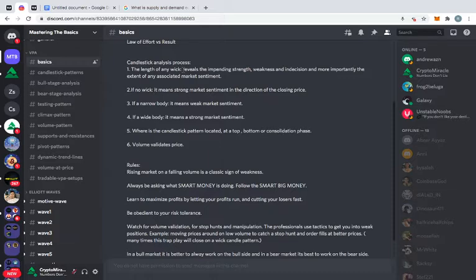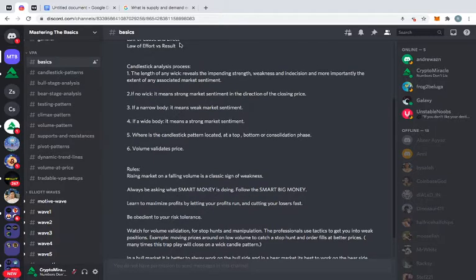So let's get right to what Anna is trying to say here. This is in Anna's words, but I summarized it with our own understanding. Number 1 is the length of any wick. It reveals the impending strength, the weakness, indecision, and more importantly, the extent of any associated market sentiment.